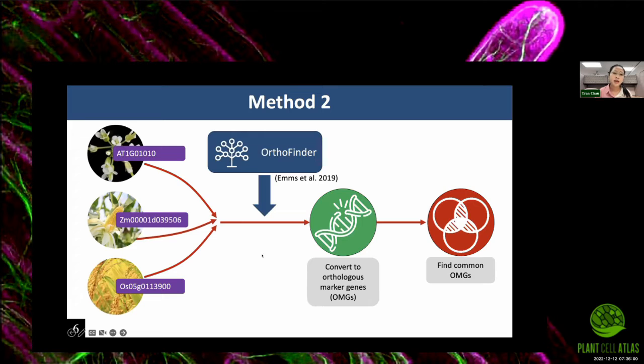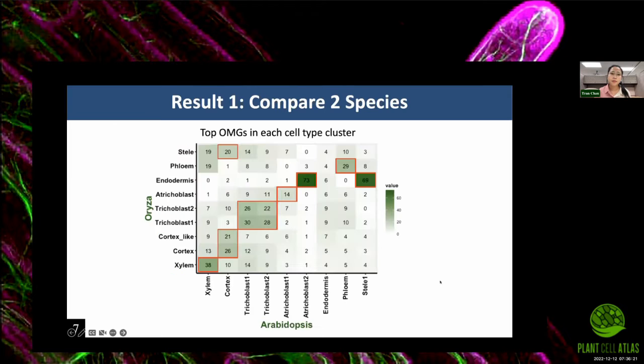Well, you can see right here, the 3 plant species have different gene IDs. Therefore, we have to apply OrthoFinder, which is a phylogenetic package. It allows us to convert the species marker genes to orthologous marker genes, and in this study, we call them OMGs. Then we find the common OMGs. We came up with several results.